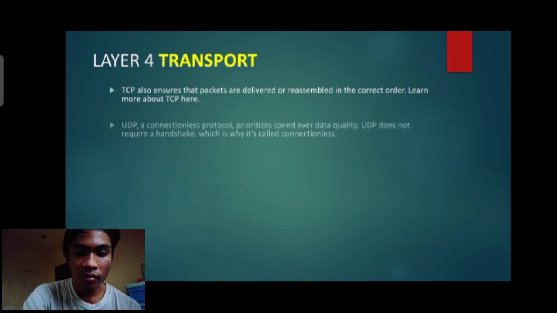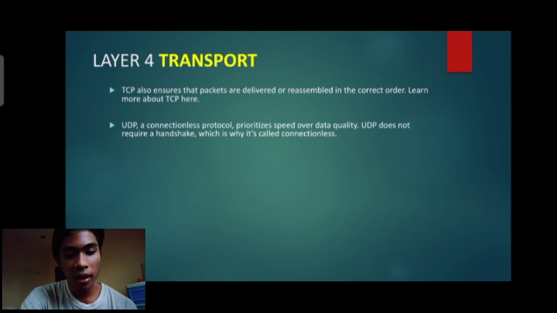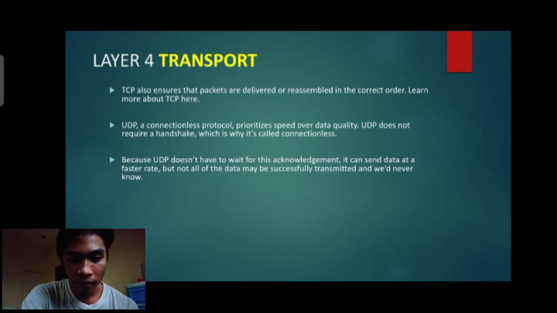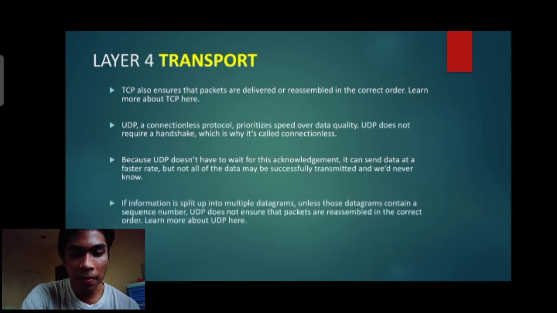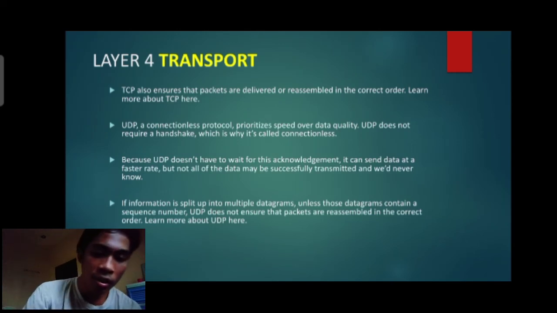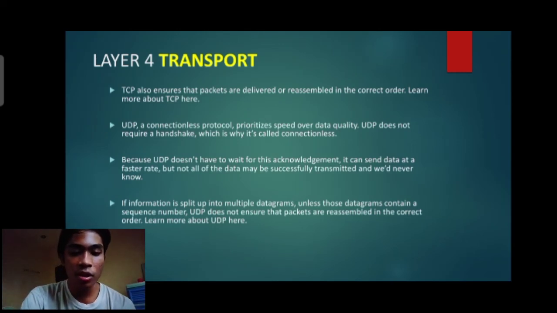And UDP is a connectionless protocol that prioritizes speed over data quality. UDP does not require a handshake, which is why it's called connectionless. If information is split up into multiple datagrams, unless those datagrams contain a sequence number, UDP does not ensure that packets are reassembled in the correct order.